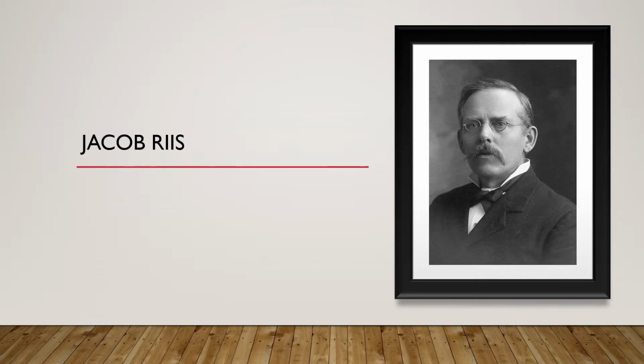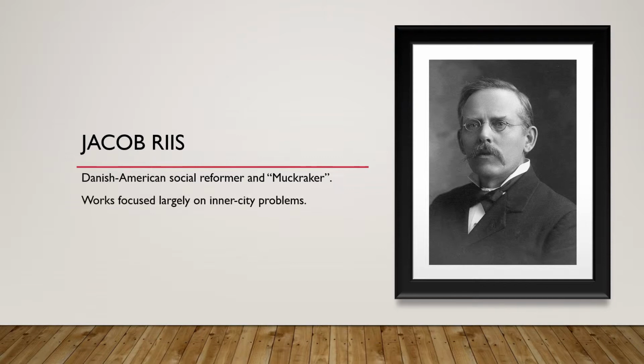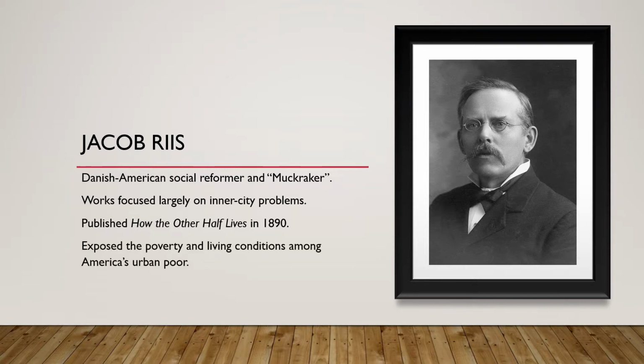But before we get started, let's revisit Jacob Riis, the gentleman we see here in the photo. Jacob Riis was a Danish-American social reformer and known muckraker. His works focused largely on problems occurring in American inner cities, particularly those in New York City. In 1890, he published a collection of photo essays titled How the Other Half Lives. These essays expose the poverty and living conditions amongst many of America's urban poor.